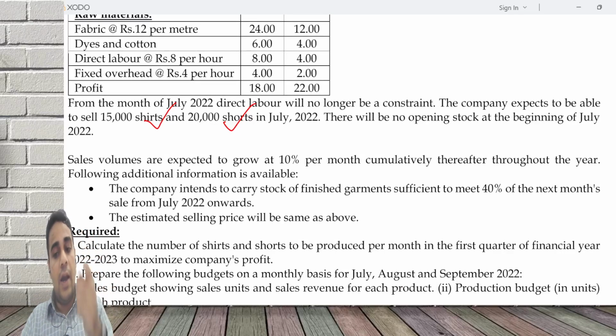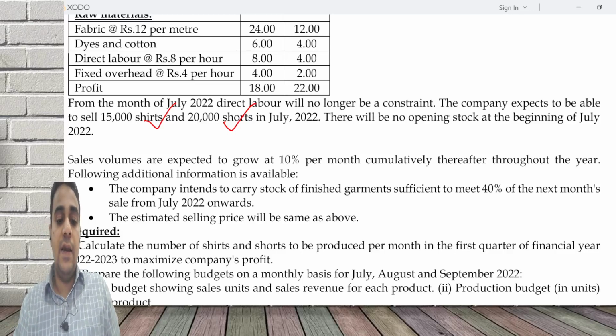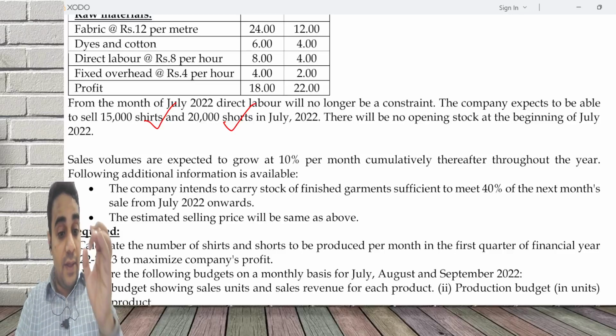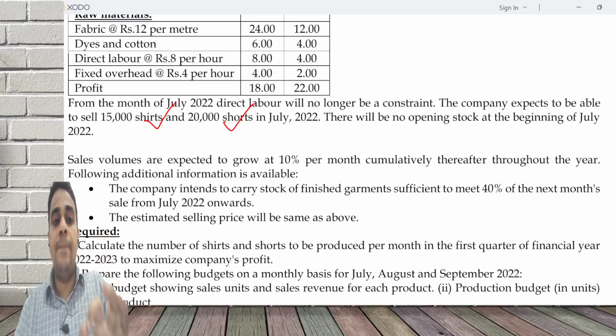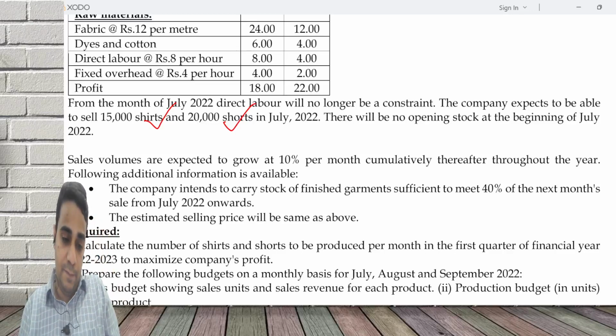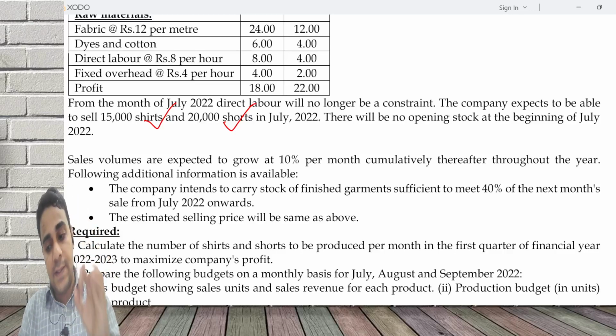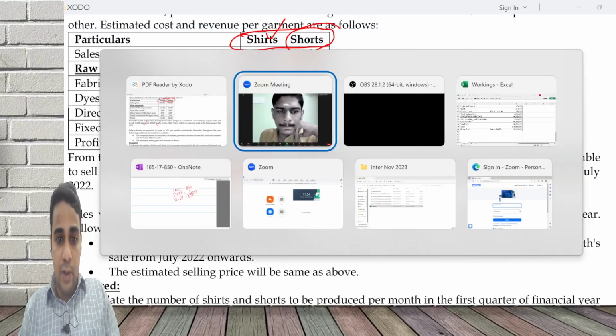How many shirts and how many shorts should we produce every month in order to maximize the company's profit? So for the first 3 months we are required to do limiting factor analysis. I need to see whether I should prioritize shirts manufacturing or shorts manufacturing, that is product A or product B. For that, first I'll do a statement of ranking. In the ranking step you will understand which is the more profitable product. More profitable is rank 1, less profitable is rank 2. So let's start. Statement of ranking.